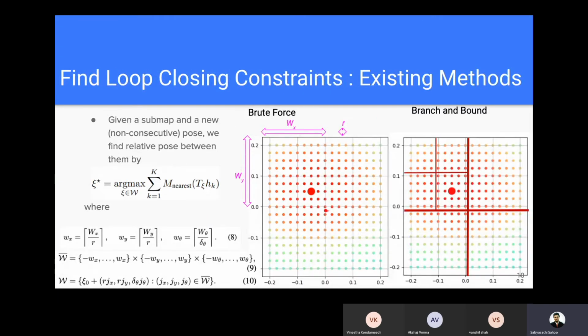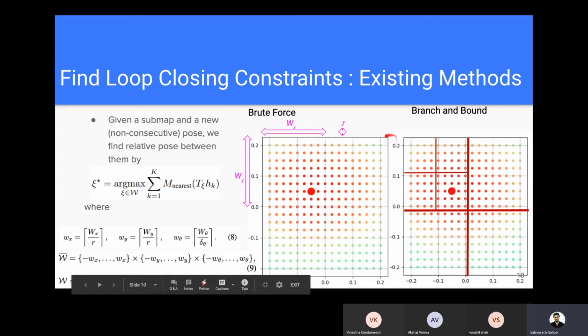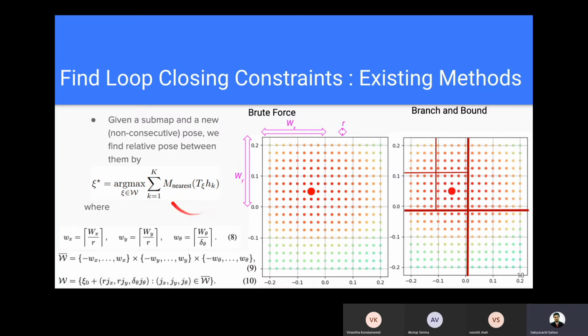In this slide, our original problem was that we would like to find such a pose point, epsilon, in this search window, the grid search window, such that if I put that epsilon in this equation, and for all the scan points k equal to 1 to capital K, whichever epsilon gives me the maximum value is my epsilon star. So that is my actual pose estimate between the previous and next pose.